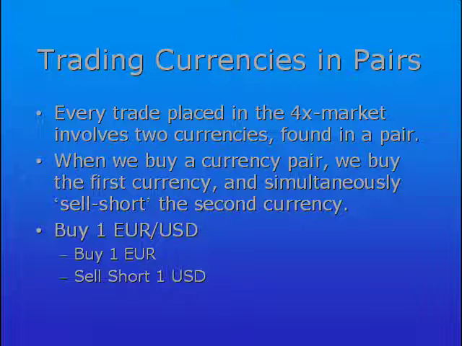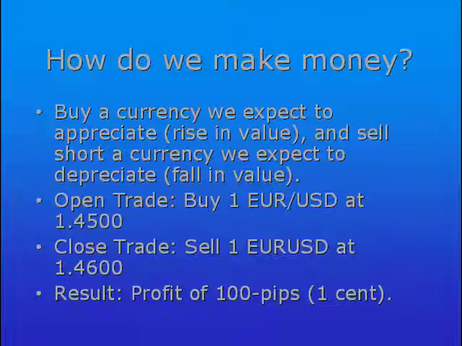When trading currencies, it is important to note every trade placed in the foreign exchange market involves two currencies, found in a pair. When we buy a currency pair, we buy the first currency within a pair and simultaneously sell short the second currency within that pair. For example, if we were to buy one contract euro-dollar, we would actually buy the euro and sell short the US dollar.